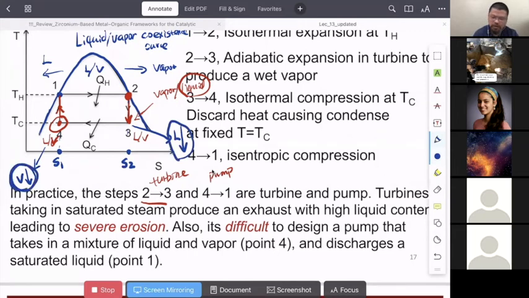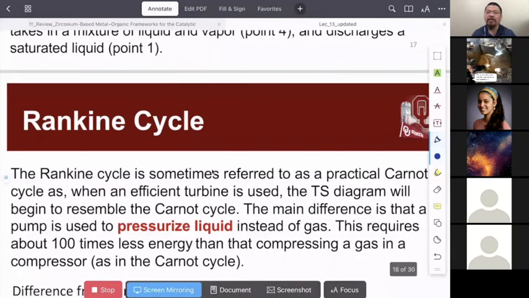And we don't know those two challenges until we put the theory into a real device, into a real application. Then we realize that, no, that's not really good in terms of the economics. So we have to make some changes. And that change is proposed by Rankine.